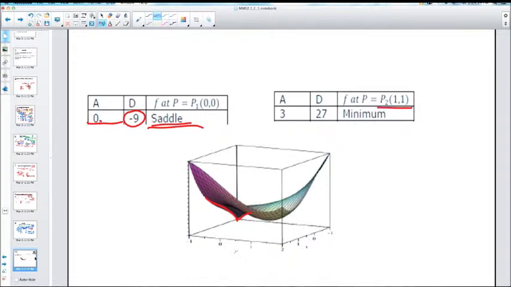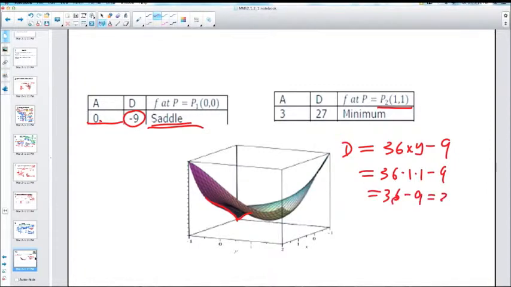The second point, 1, 1, the D, you remember, is 36xy minus 9. Then 36 times 1 minus 9. That's 36 minus 9, equal to 27. It's positive. And your A is positive. So what do you get? You get this point right here. Right here, a minimum.